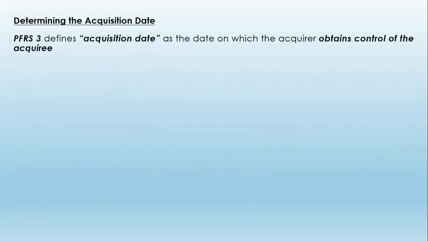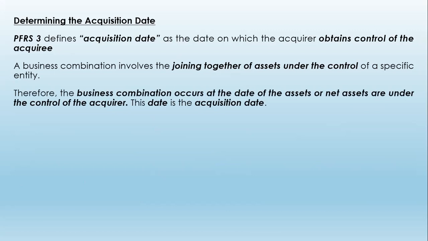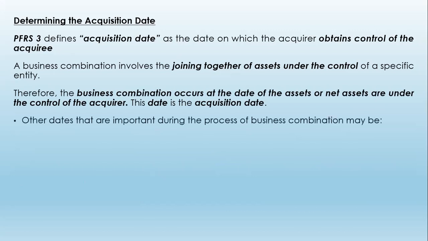Determining the acquisition date. PFRS 3 defines the acquisition date as the date on which the acquirer obtains control of the acquiree. A business combination involves the joining together of assets under the control of a specific entity. Therefore, the business combination occurs at the date the assets or net assets are under the control of the acquirer. This date is the acquisition date.